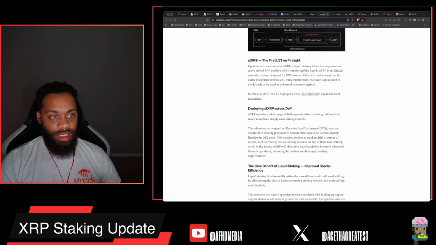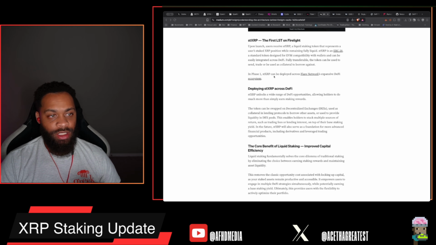Moving on, staked XRP, the first LST on Firelight. Upon launch, users receive staked XRP, a liquid staking token that represents a user staked XRP position while remaining fully liquid. Staked XRP is an ERC20, which is a standard token designed for EVM compatibility with wallets and can be easily integrated across DeFi. Fully transferable, the token can be used to send, trade, or be used as collateral to borrow against. In phase one, staked XRP can be deployed across Flare Network's expansive DeFi ecosystem.